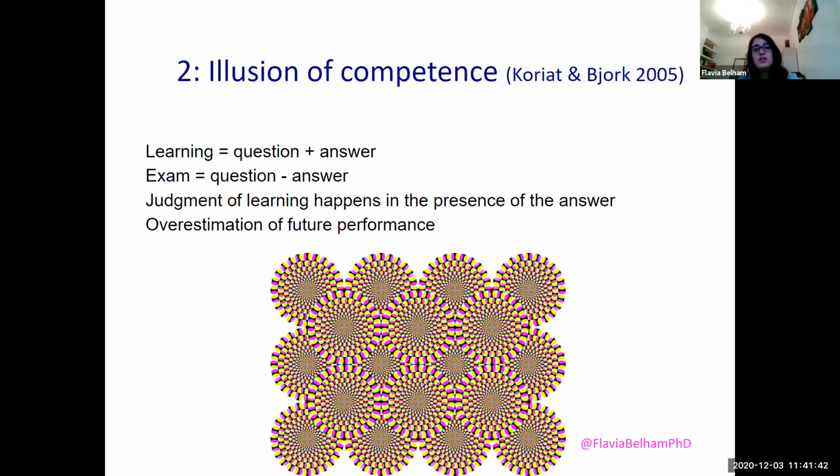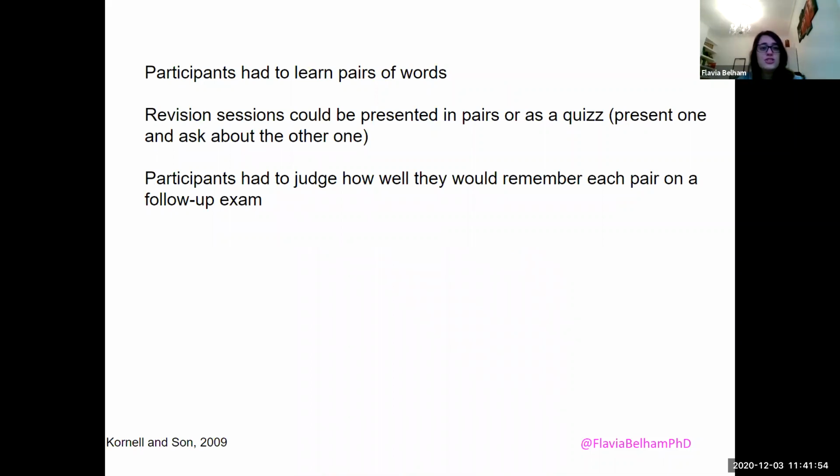Okay, so this illusion of competence is the overestimation of future performance because you have access to questions and answers when you are studying by reading. So just talk through that a bit more. This is a very nice paper from 2009 that tested that exactly.